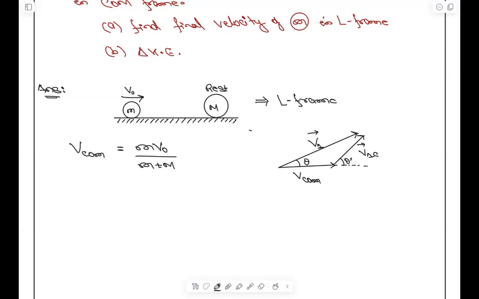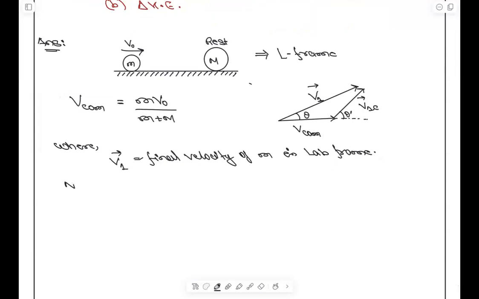It is after the scattering, na, where V1 is what? Final velocity of m in the L frame. Yes or no? This triangle we have made after the scattering, na? Having theta as the scattering angle in L frame, and theta dash as in this. Yes or no? Yes, sir. Chalo.